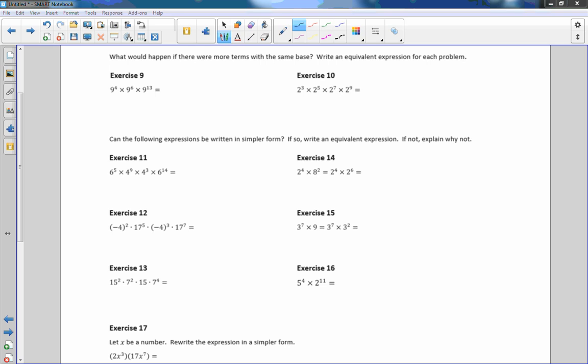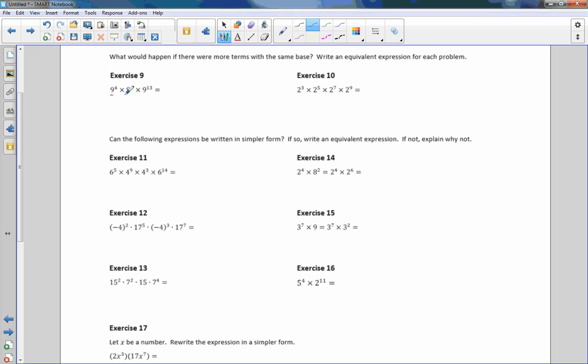Okay, exercises 9 and 10 are showing multiple bases with different exponents, and it says, what would happen if there are more terms with the same base? Write an equivalent expression for each problem. So the same rule applies here, so pause the video, see if you can do these two, and then come back and I will go over them with you.